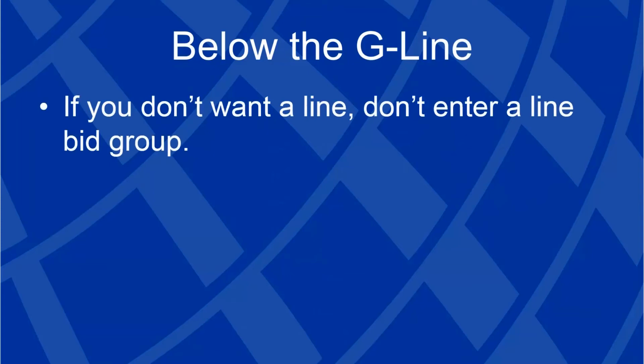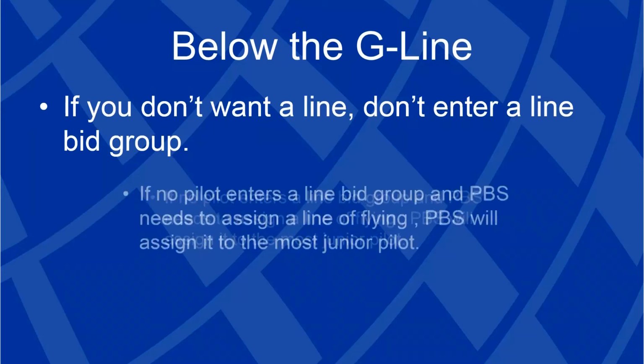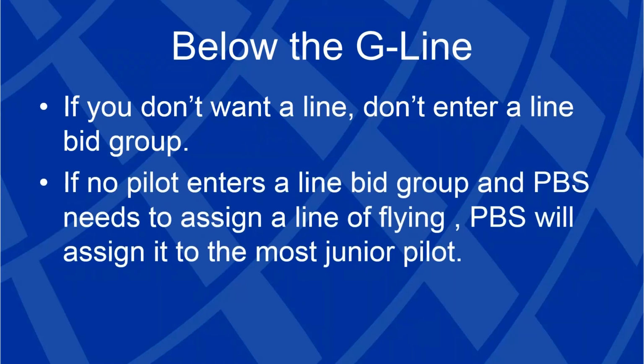Now, before we discuss how to bid for a line below the G-line, please note that if you are below the G-line and do not want a flying line under any circumstances, do not use any line bid groups. Using a line bid group below the G-line tells PBS that you would like to be considered for a flying line if you are eligible and there are trips remaining to be assigned. However, if none of the pilots below the G-line use any line bid groups and there are still trips remaining to be assigned, they will be assigned to the most junior pilot in the category who is eligible.